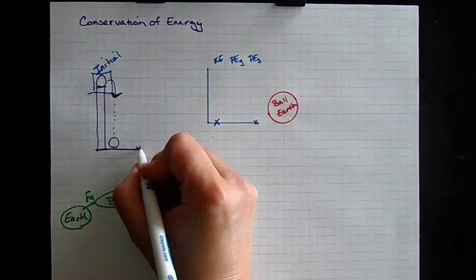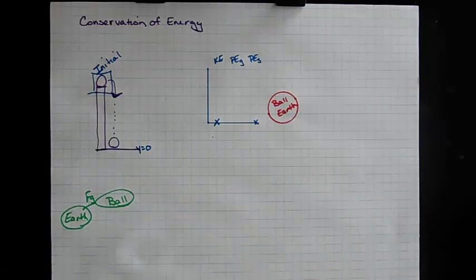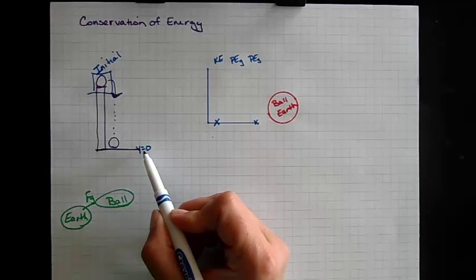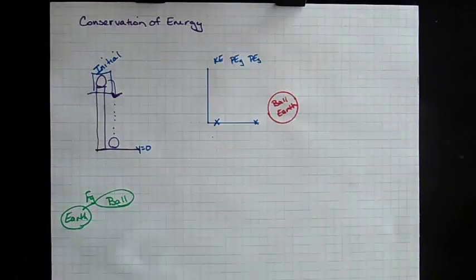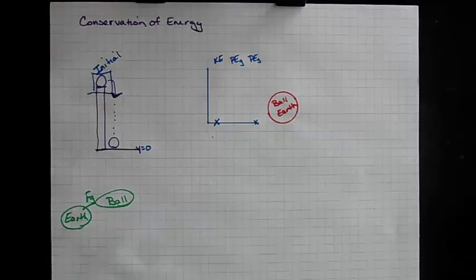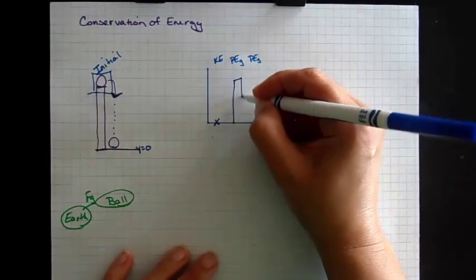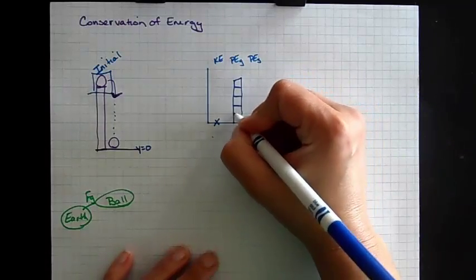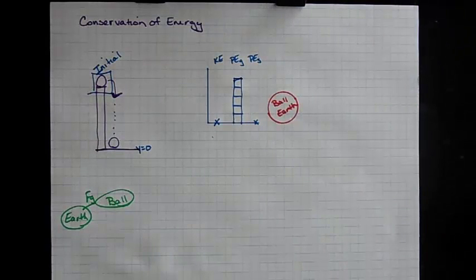Down here we have y equals 0. This is our ground or our table or whatever it is. We can define this as 0. And so our ball is some height above that 0. So we do have some gravitational potential energy. On our chart, we're just going to draw a little bar graph, is all this is. So we're just going to draw some bars in here. Say 5. It doesn't really matter. We're just going to show how that energy is changing.